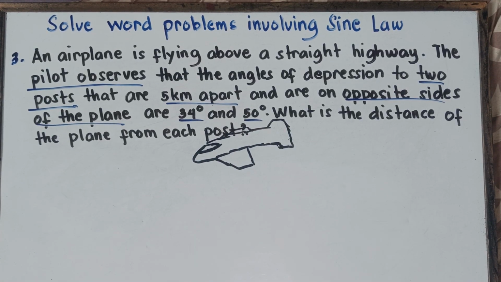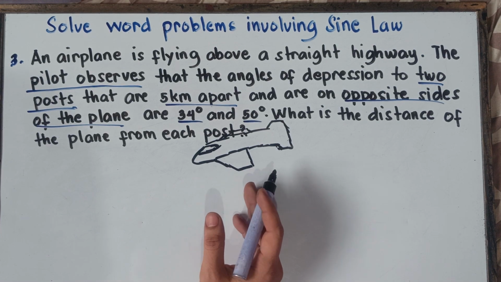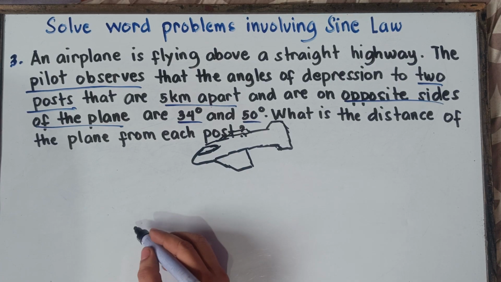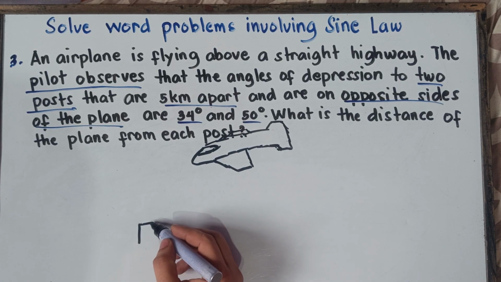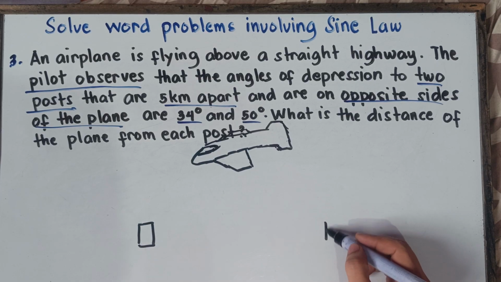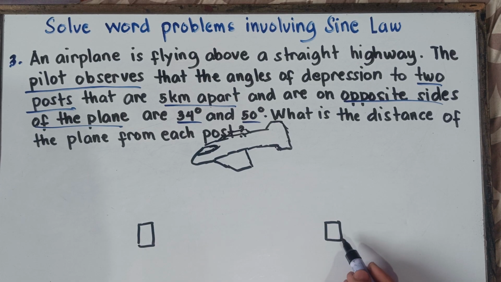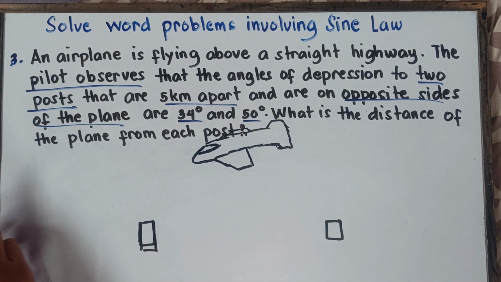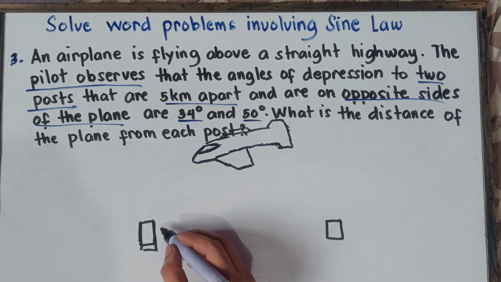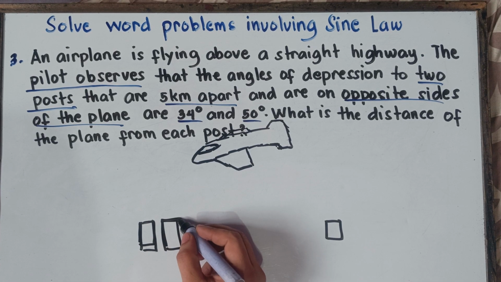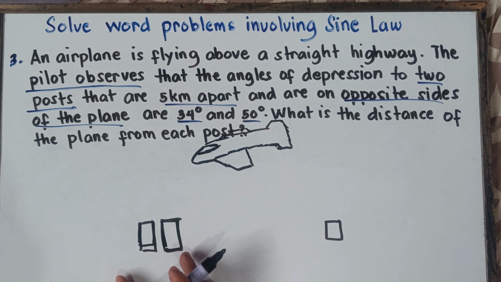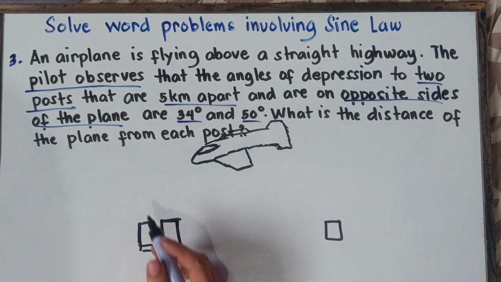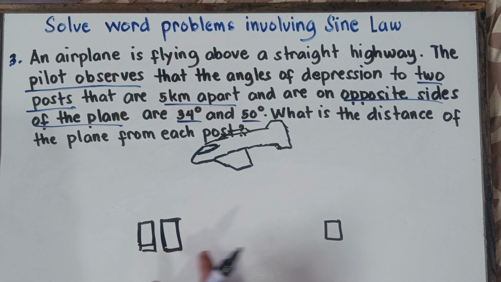Alright, now the pilot observes the angle of depression to the two posts. Therefore, the two posts are on opposite sides. So this will be post A, and this will be post B, or post 1 and post 2. Once again, class, we have two posts on opposite sides of the plane. Remember this one, class, you will commit a mistake if you draw the two posts on the same side. Therefore, the first post is here and the second post will be here.